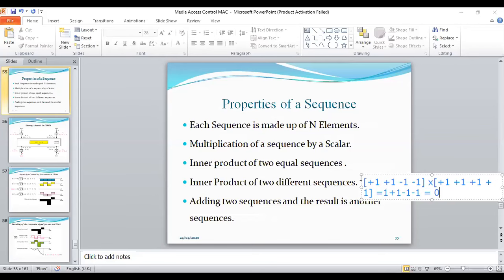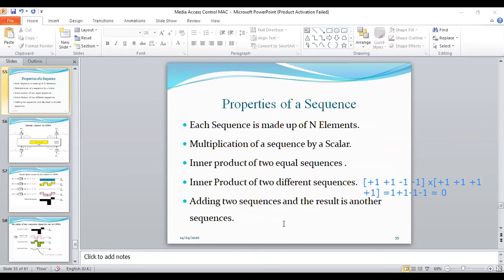The result is zero for the inner product of two different sequences. This is the first sequence, with different elements: plus one, plus one, minus one, minus one. The second sequence has different elements: all plus one, plus one, plus one, and plus one. Multiply these two, and whatever result you get is zero. In the case of the inner product of two equal sequences, the result is supposed to be four. In this case, the result is zero with the different sequences. That means you have taken two different stations. This is in the same station, right?